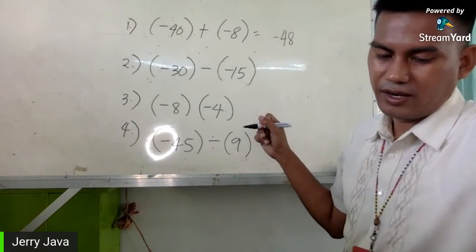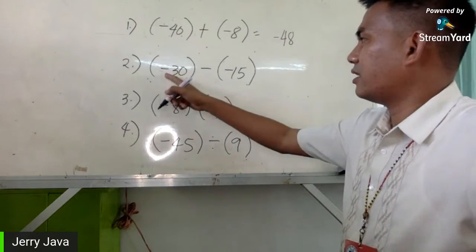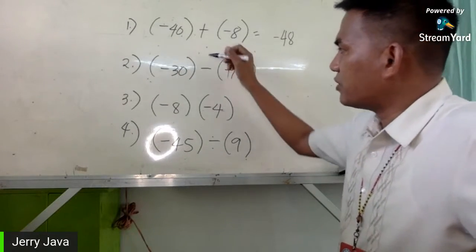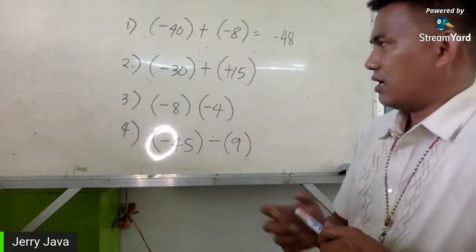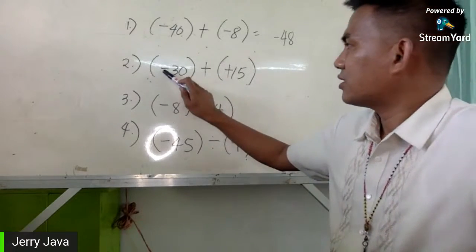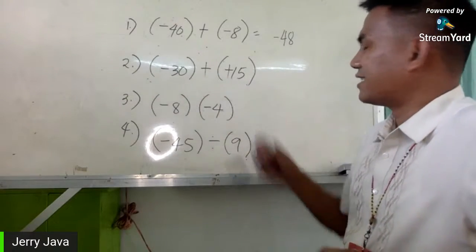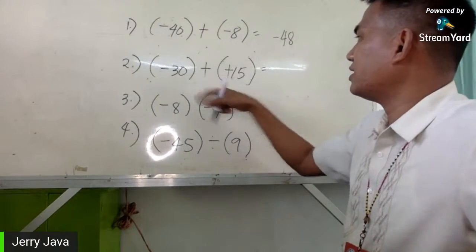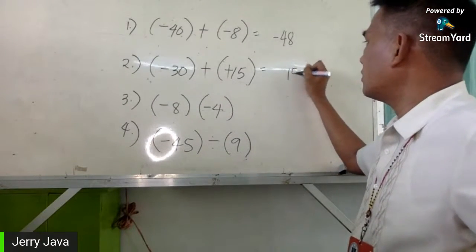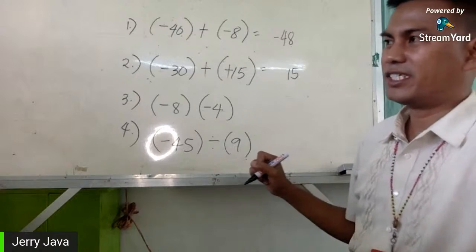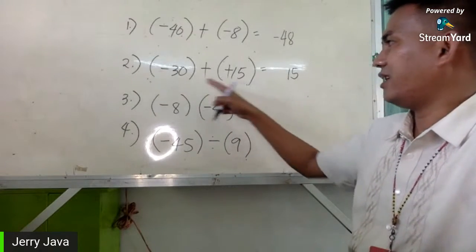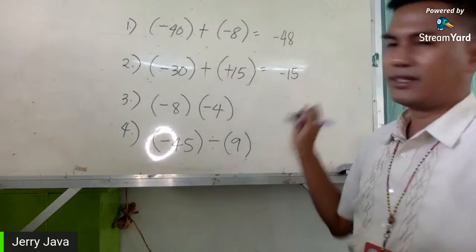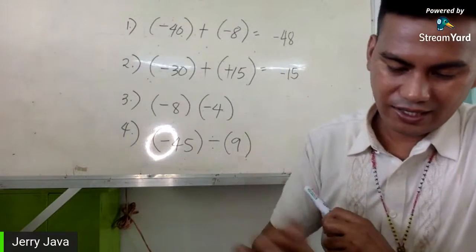Okay, negative 30 minus negative 15. Change the sign of the second number, then proceed to addition. Addition na tayo ngayon. So, they are unlike signs. Kapag unlike signs, anong gagawin? You subtract. So, 30 minus 15 gives you 15. Which is the bigger number, 30 or 15? It's 30. Now, what's the sign of 30? Negative. So, it's negative 15. Correct.